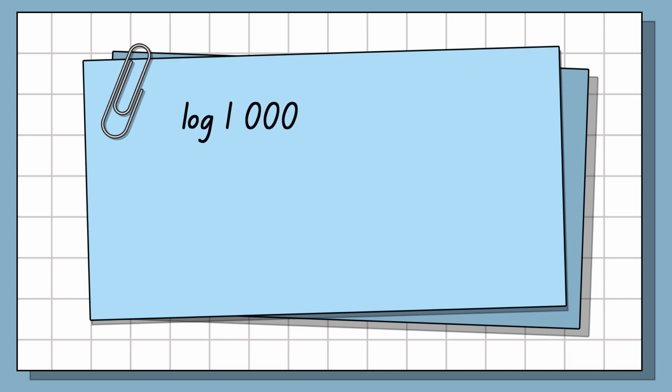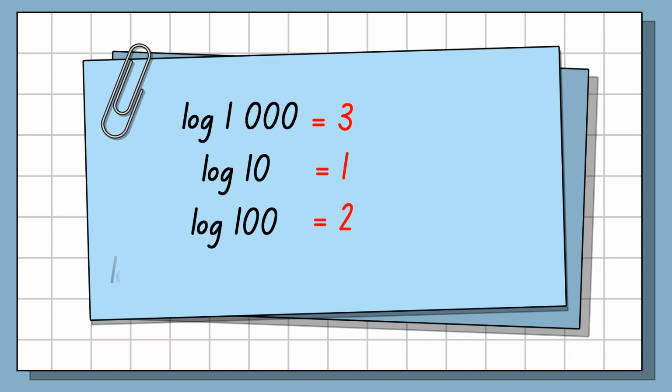Another example, log of 1000. So in this example, we're going to count how many zeros are there in 1000. And of course, there are 3 zeros. So log of 1000 is 3. Log of 10, the answer is, of course, 1. Log of 100, okay, the answer is equal to 2. Log of 1 million, alright, how many zeros are there in 1 million? Alright, it is 6. So log of 1 million is equal to 6.